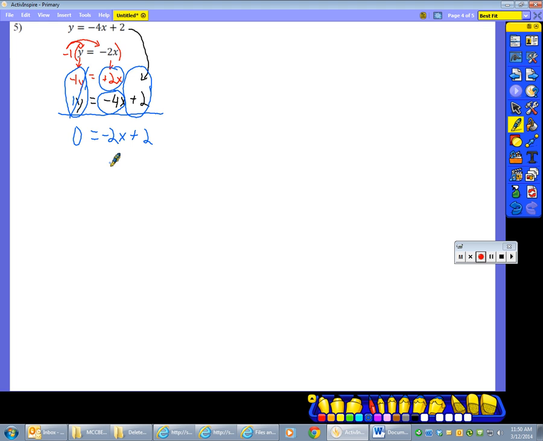Now I want to get all my x's by themselves, so I'm going to add 2 x's on this side, I'm going to add 2 x's on this side. So now I've got 2 x's equal a positive 2. I'm going to divide by 2 to get the variable by itself, and I find out that x equals 1. So I know x equals 1.